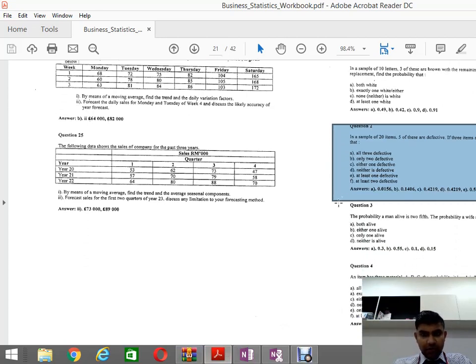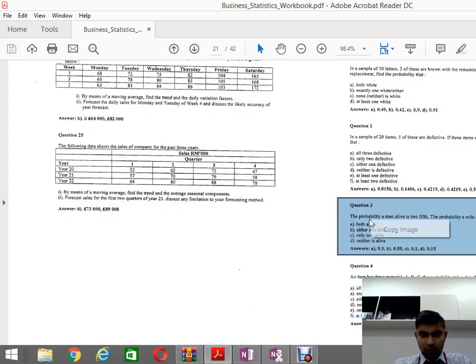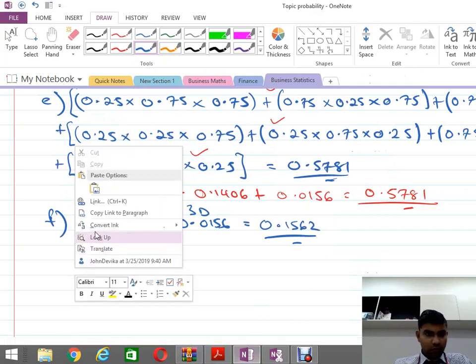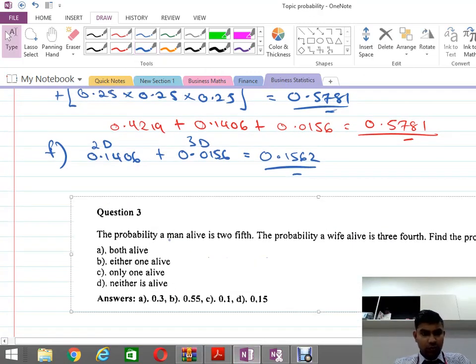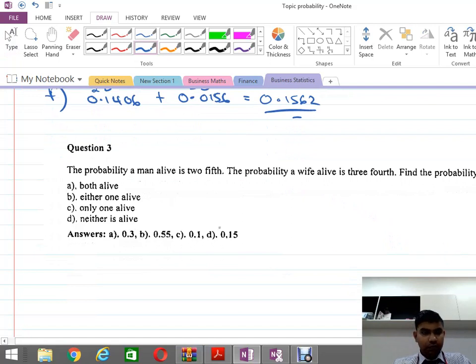Okay, so if you look at question number 3, look at that. The probability of the man being alive is 2/5, and the probability of the wife being alive is 3/4. So what we're going to do here is something a bit different. It's almost the same, but slightly different. Look at that, a man and a wife.